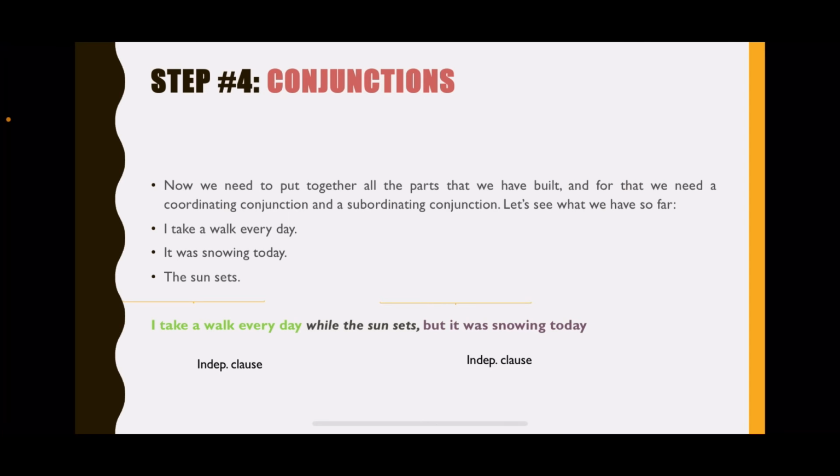And in step four, conjunctions. Now we need to put together all the parts that we built. And for that we need coordinating conjunctions and subordinating conjunctions. Let's see what we have so far. The first one was: I take a walk every day. The second one was: it was snowing today. And the third one: the sun sets. So we have the full sentence with the coordinating conjunctions and subordinating conjunctions.